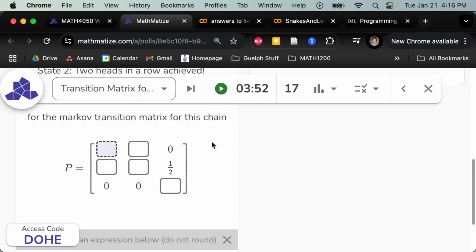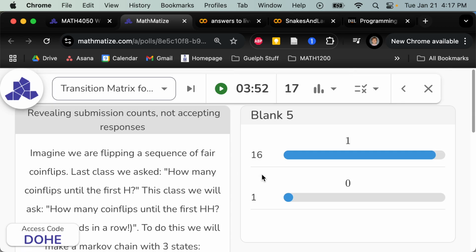Some of them are tricky, some of them are harder, and some of them are easier. Let's start with, I think the weirdest one, this bottom corner. Let's see what people said for the bottom corner. For the bottom corner, 16-1, people said 1. 1 is the right answer in the bottom corner.